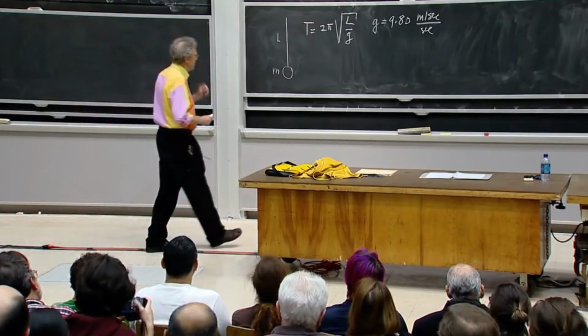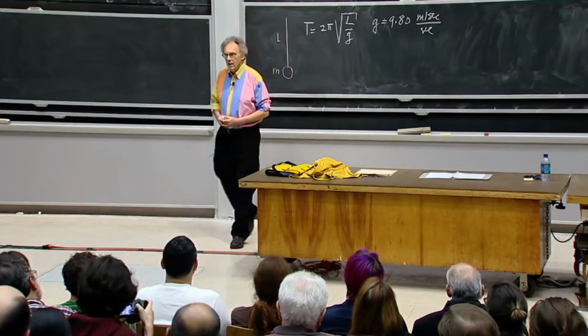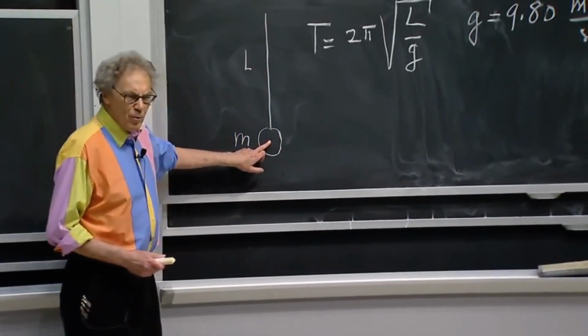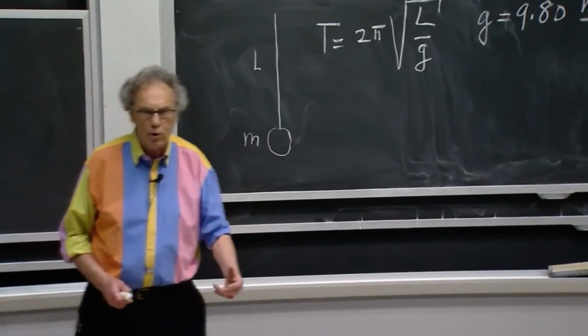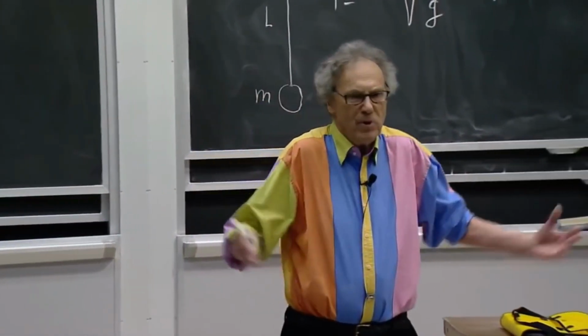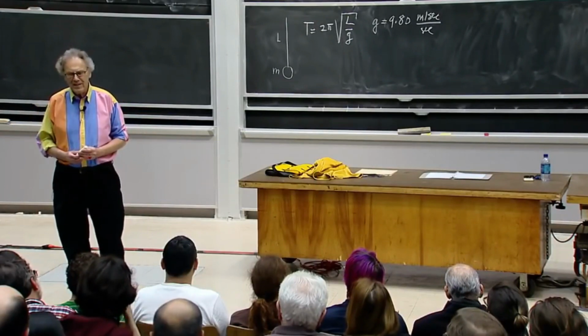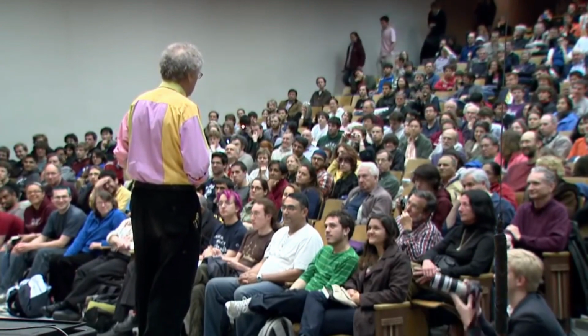There's something else in here which is even more non-intuitive. And that is, doesn't it matter whether the bob, we call this the bob, is 1 kilogram or 500 kilograms? You would think, well, that must make a difference in the period. But the equation says, sorry, it doesn't. And I'm going to demonstrate that to you too.